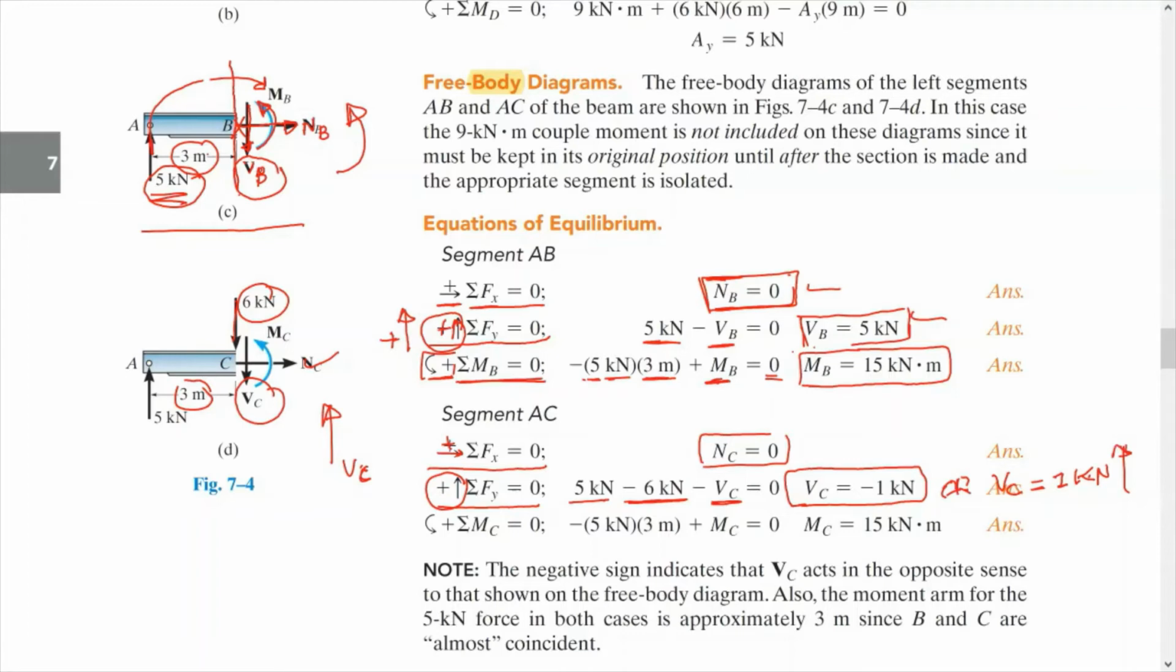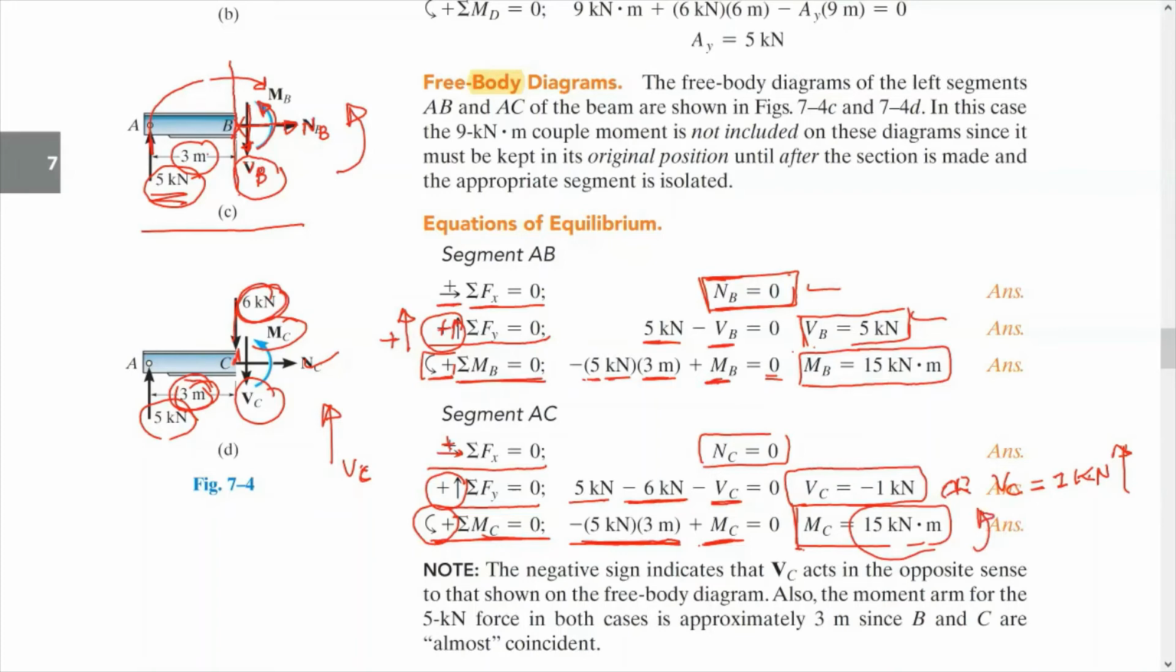Okay, what about moment C here? Moment C, summation of moment at point C equals 0, assuming it's positive counterclockwise. So we do have minus 5 times 3, which is the force times 3, and it's clockwise, plus MC. Of course, the 6 kilonewton is not going to contribute to this moment, because it's at the point C. Let's say here, moment C is equal to 15 kilonewton meter. Okay, so this one, and the direction as indicated in the Hibbeler diagram, counterclockwise.